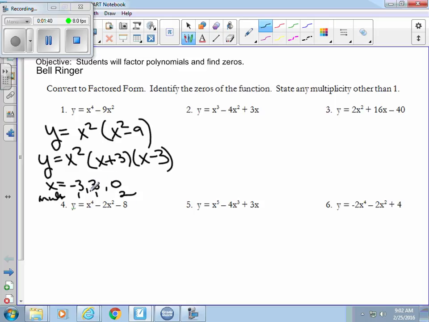When does x squared equal 0? When x is 0? It's kind of like x minus 0 parentheses squared.